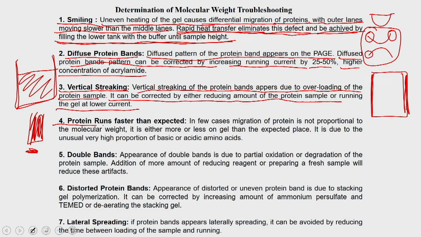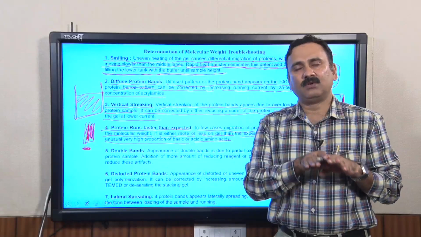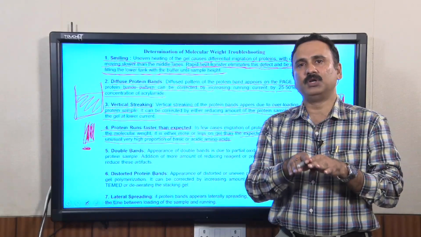Then, protein runs faster than expected. In a few cases, migration of a protein is not proportional to the molecular weight; it is either more or less on the gel than the expected place. Why does it happen? It is due to an unusually high proportion of basic or acidic amino acids. If you remember, we said that when you add SDS to the protein, proteins have an equal charge, and because of that the proteins run simply by their molecular weight, which means the electrophoretic mobility will be inversely proportional to the molecular weight.